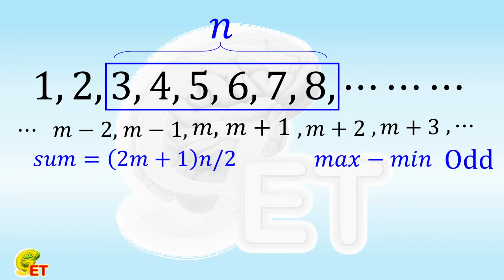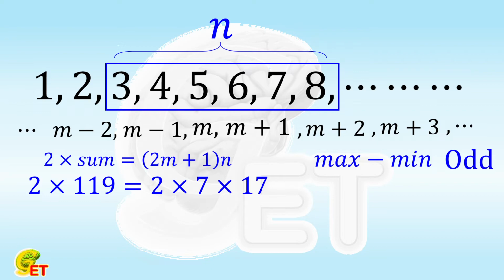There are many prime numbers that are odd, so we can put this point aside for a while, and study the point of summation being 119 first. Since the summation of all numbers is half n times twice m+1, the double summation is n times twice m+1. By performing prime factorization, we get 2 times 7 times 17. N is even, so there are 2 possibilities, either 2 times 7 or 2 times 17.